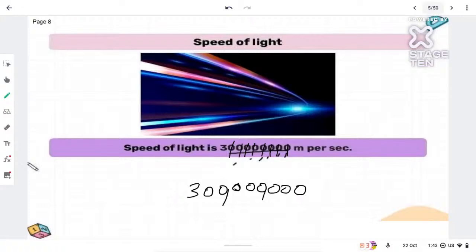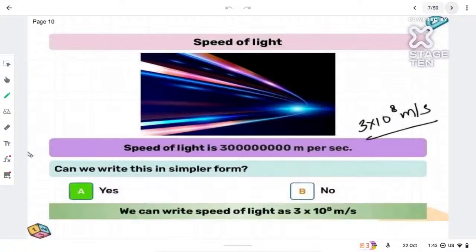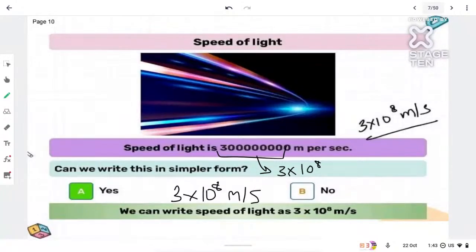But while we are doing calculations, we cannot write 3 followed by all those zeros. We cannot do it that way. We need an easier way. So we write it in the form of 3 into 10 raised to 8. Can we write this in a simpler form? Yes, obviously we can. So we write the speed of light as 3 into 10 to the power 8 meters per second. So this value, 300 million, is nothing but 3 into 10 raised to 8. How we write it, I'm going to explain in the next session.